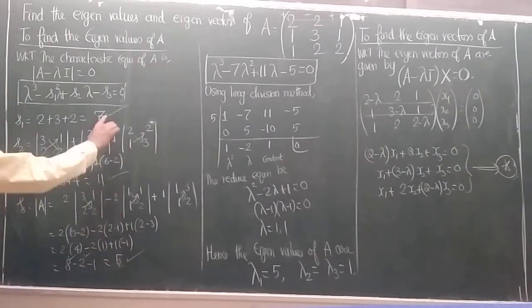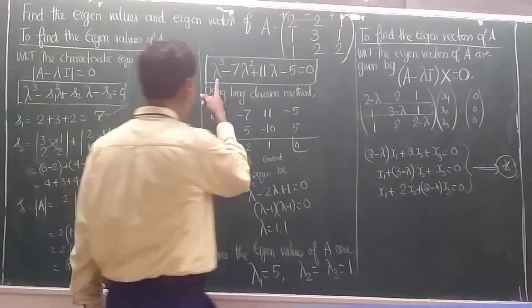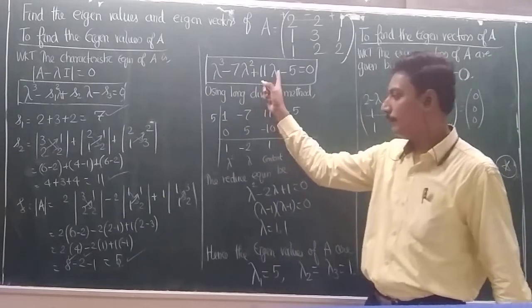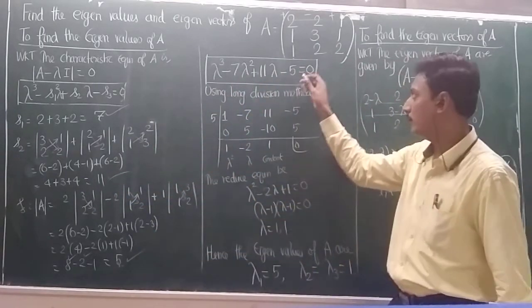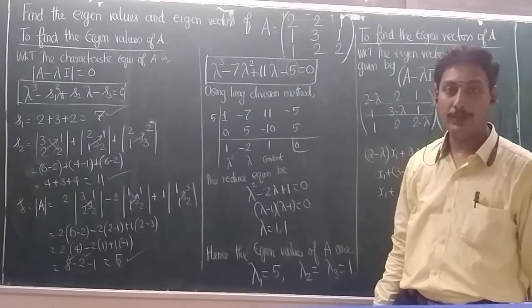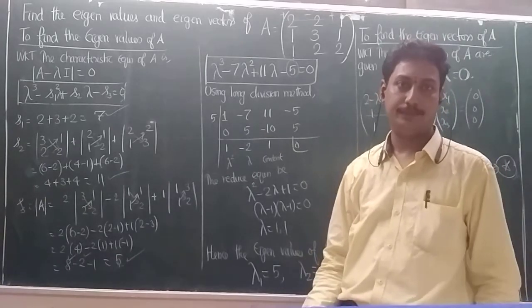Let us substitute the S1, S2, S3 values in this polynomial. I am getting lambda cubed minus 7 lambda squared plus 11 lambda minus 5 equal to 0. 5 is a prime number. So what are the factors of a prime number? 1 and 5.